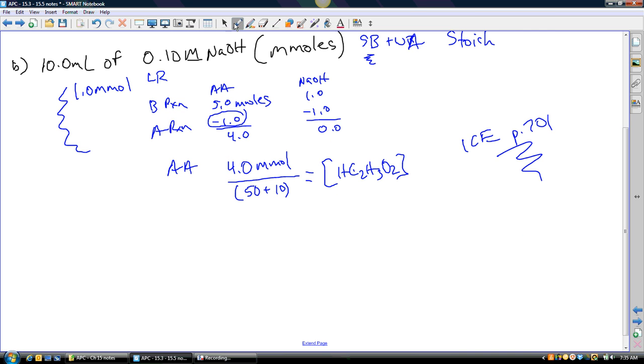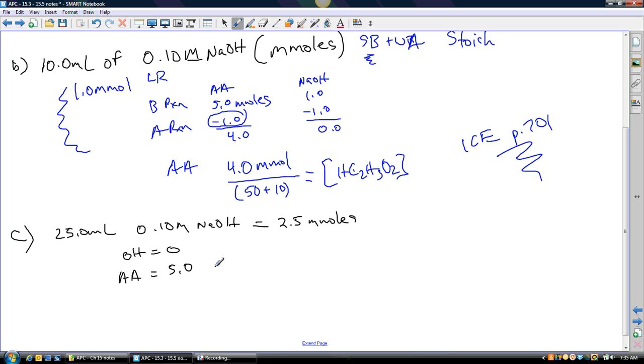Now part C, we're just adding 25 milliliters of 0.1 molar NaOH. So now what this equals is 2.5 millimoles. Okay. So hydroxide ions, after the reaction, we have 0 left. The acetic acid, after the reaction, it's 5.0 minus 2.5 millimoles. So we are 2.5 millimoles now over 75 milliliters of solution. This is our concentration.